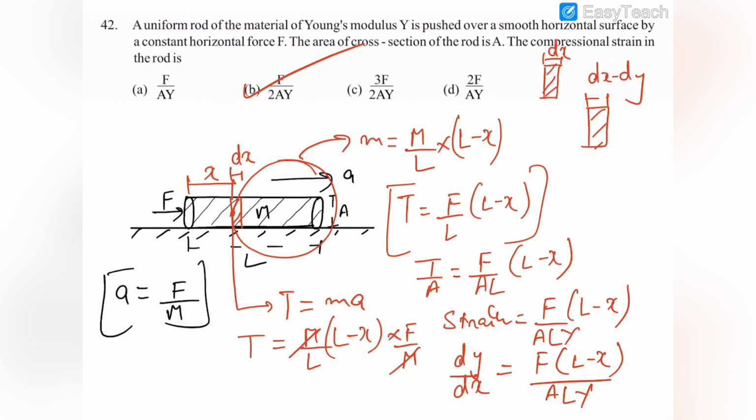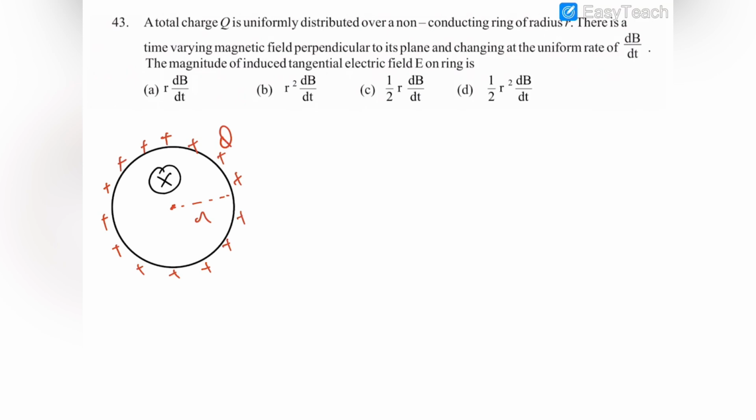Now we move on to the next question. In this question, you can see that there is a uniform, non-conducting ring. It has a total charge of Q distributed over its circumference. The radius of this ring is R, and there is a time dependent magnetic field which is perpendicular to the plane of this ring, like that. And this magnetic field is changing with the rate of dB by dt. We have to find out the electric field generated on this ring.